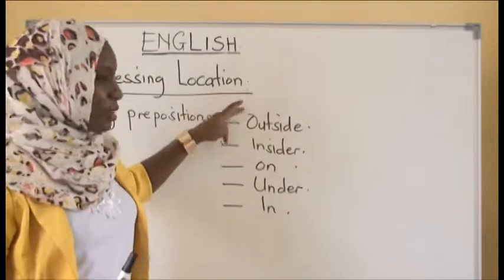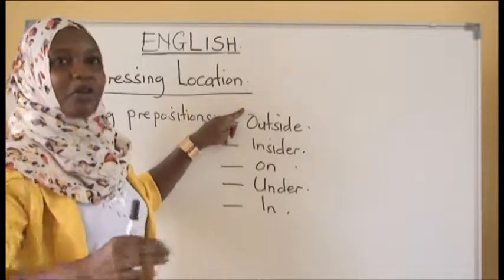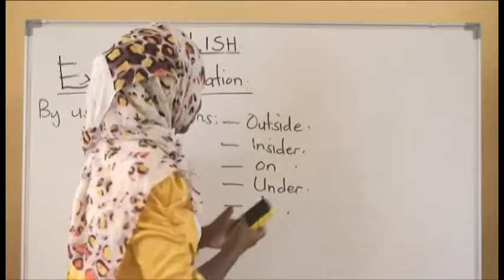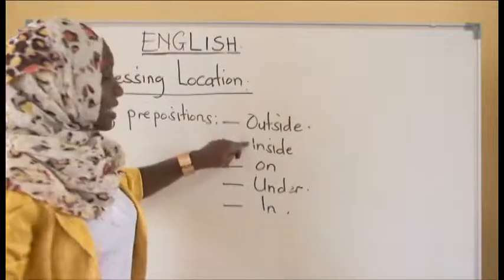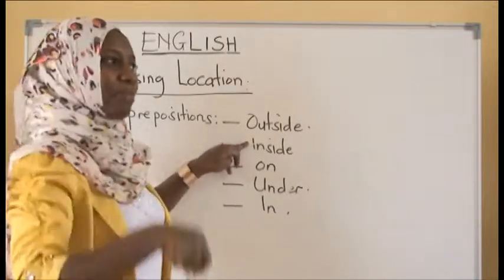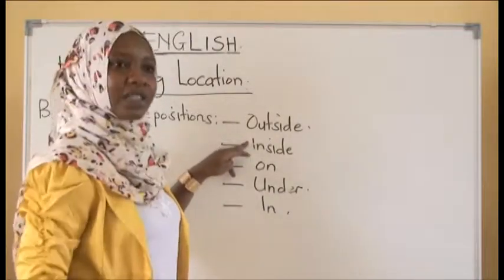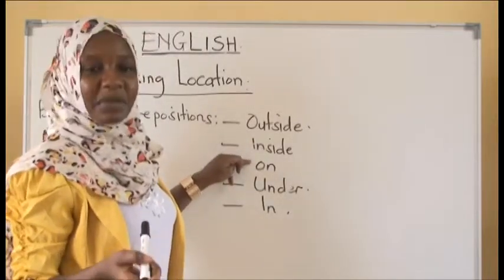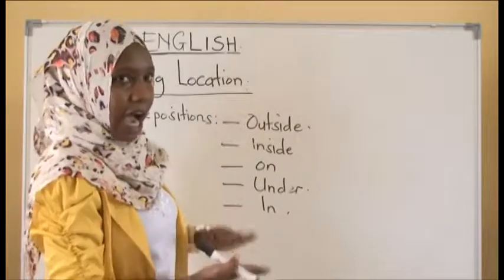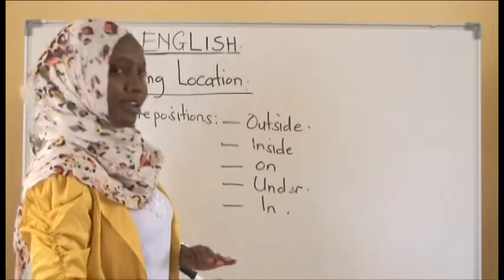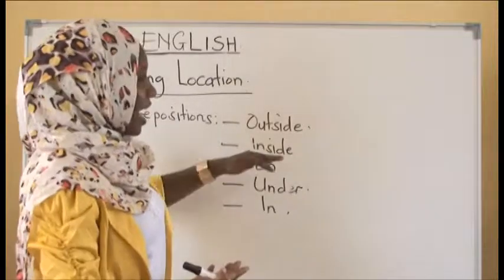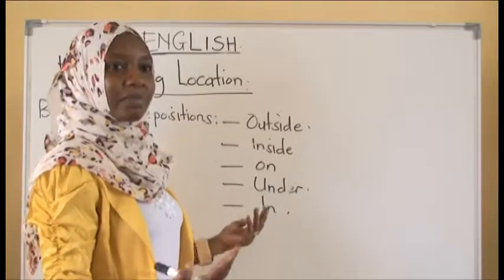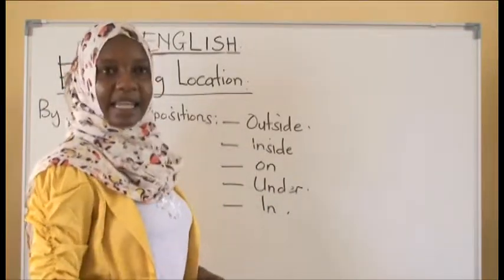When you're talking about outside, that means you are out of something. I'm talking about inside. This is inside. When talking about inside, you mean you are in something. You are inside something. Inside the house, inside the car, inside the bus. I'm talking about on, that means you put something up on top of something. Or under, you put something below a certain thing. And talking about in simply means inside or in a certain thing.